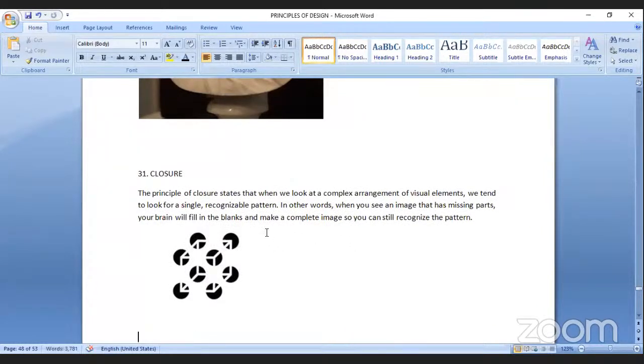Closure. The principle of closure states that when you look at a complex arrangement of visual elements, whenever you're thinking of visual elements, just think of things. Take a circle, a square, whatever you want. We tend to look for a single recognizable pattern. Sometimes, suppose the image is complicated, not very clear in its lines, our human eye always looks for a pattern everywhere. So when you see an image that has missing parts, your brain will fill in the blanks and make a complete image so you can still recognize the pattern.